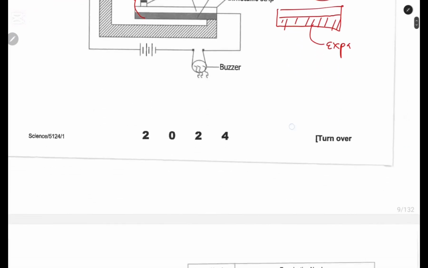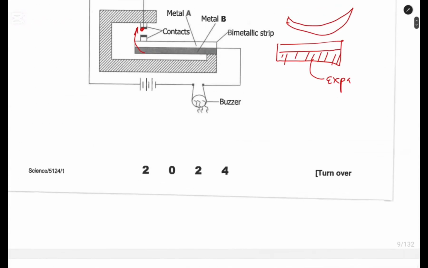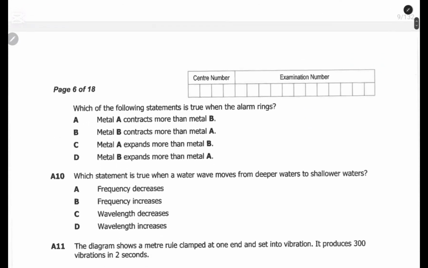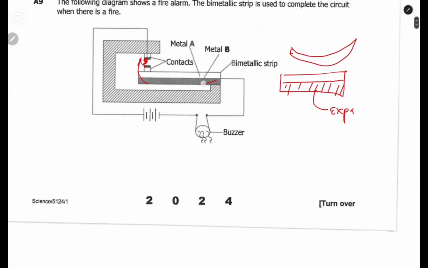Now, what is the question? Which of the following statements is true when the alarm rings? When the alarm rings, it means there's a complete circuit here, which means it touches there, and that can only be when the metal outside expands. So metal A contracts more than metal B, let us reserve this one. Metal B contracts more than metal A. Metal A expands more than metal B. We know that metal B expands more than metal A. So the answer therefore is D. When it expands, it is going to curve that way, and of course it will touch there, causing the alarm to ring.